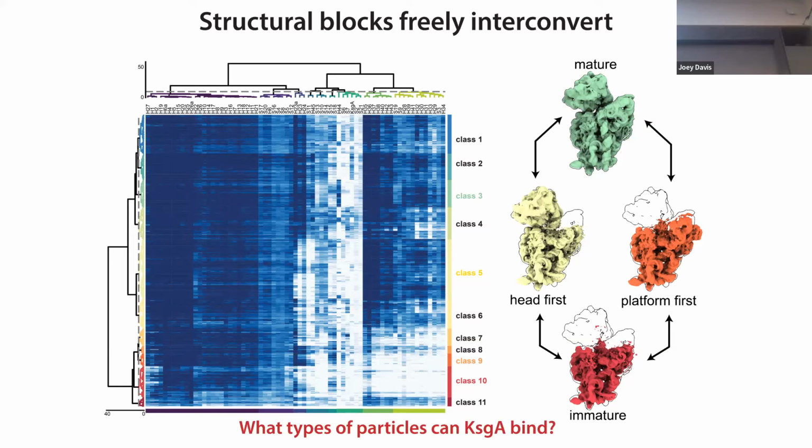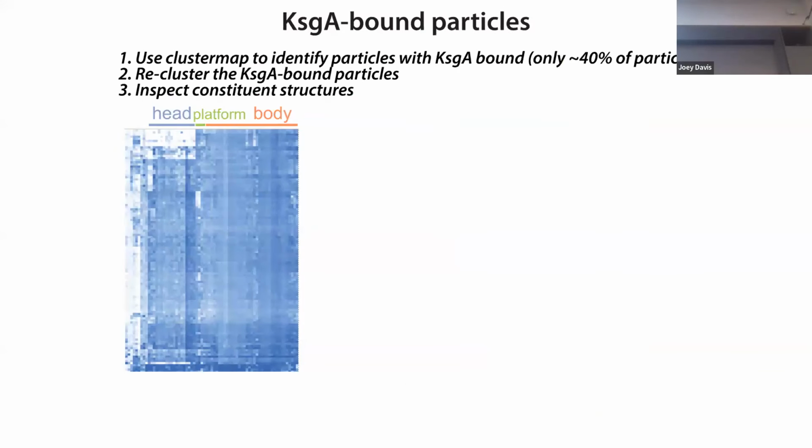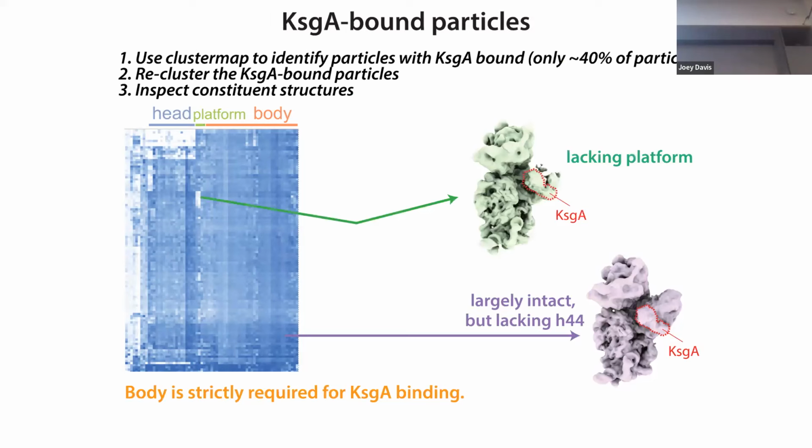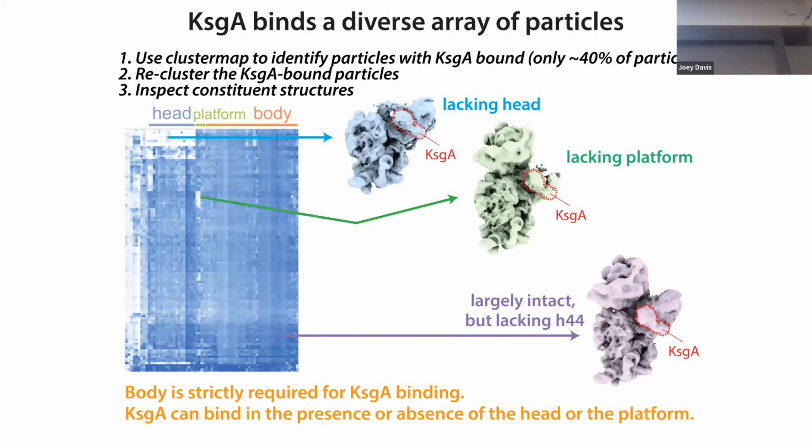You can ask things like, what kinds of particles can KsgA bind to? So we just look at this matrix and say, give me back all the particles where KsgA density is present. What do you see? You see KsgA bound to extremely mature particles, things lacking the platform, and things lacking the head. That tells us that KsgA is really recognizing the local structure on the particle, and it's less sensitive to these distal elements. So you see that there are those two different pathways.